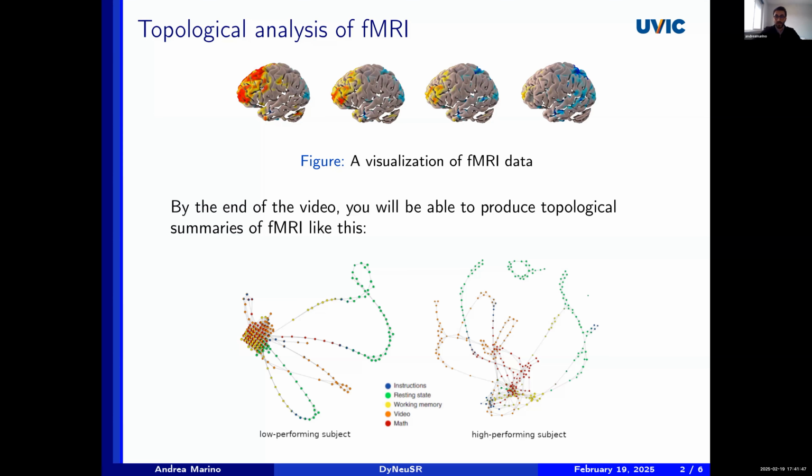So, for example, working memory or math or video, they stimulate different activation patterns, while the low-performing subject seems to have the same area of the brain doing different tasks. So being less specialized, indeed, it performs worse. And it's amazing that we are able to understand this at a glance.